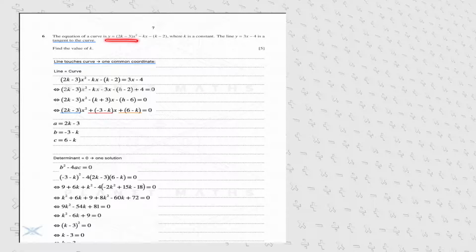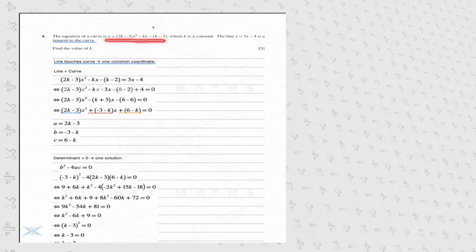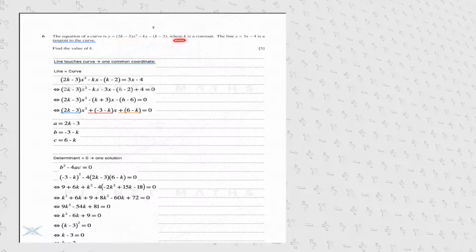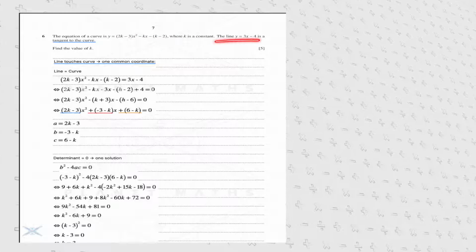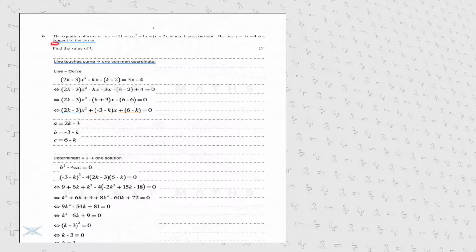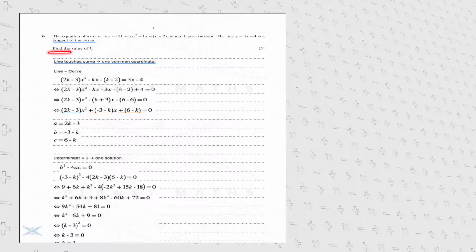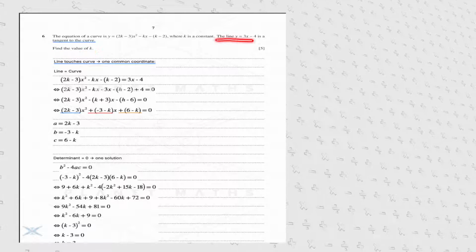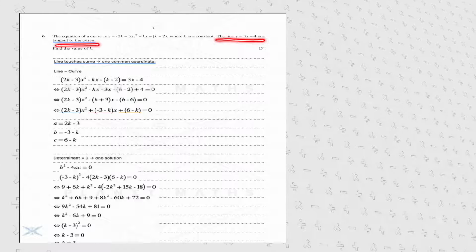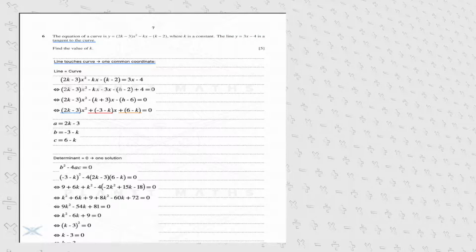Moving on to exercise 6, where we are provided with the equation of the curve, namely y equals (2k minus 3) multiplied by x squared minus kx minus (k minus 2), where k is a constant. The line y equals 3x minus 4 is a tangent to the curve, and we are supposed to find the value of k.